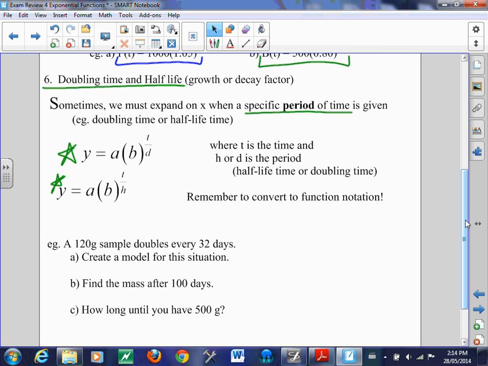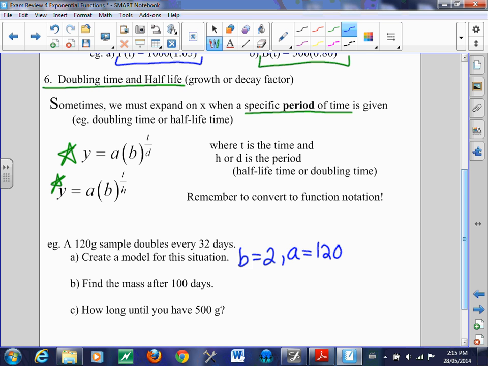All right, here's an example. A 120 gram sample doubles every 32 days. Create a model for this situation. So first of all, what do we know? We know the base. Instead of dealing with a rate, it says it doubles. So we know base equals 2. We also know that our initial amount, which is A, equals 120. So population at whatever time we're going to use equals A, which is 120, times 2, but then we've got to figure out this next part.